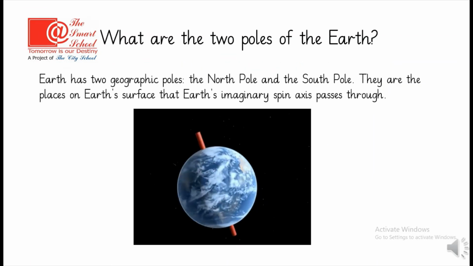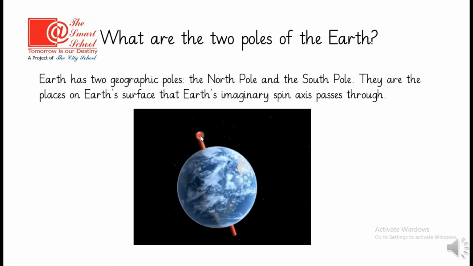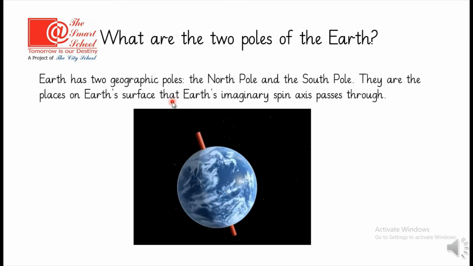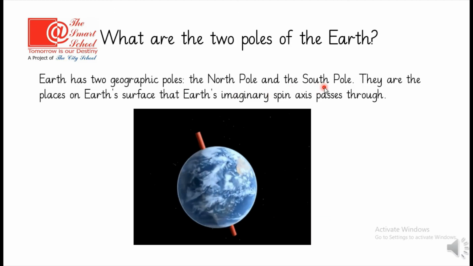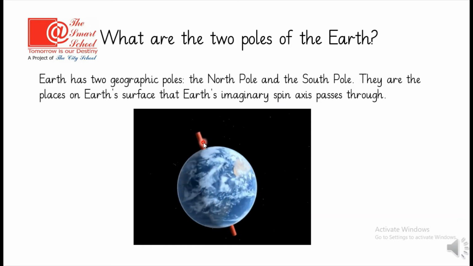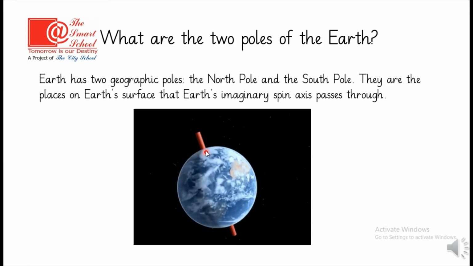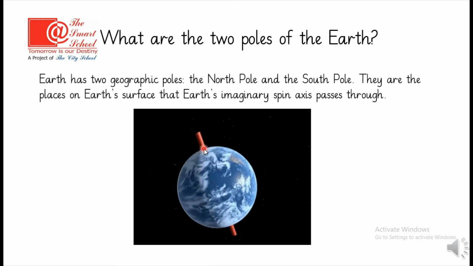So students, what are the two poles of the Earth? Can you see this line? It is the Earth's axis on which it rotates. Now, Earth has two geographic poles, the North Pole and the South Pole. They are the places on Earth's surface that Earth's imaginary spin axis passes through. Now, as I told you, this is the Earth's imaginary spin axis. Now, it passes through this North Pole and the South Pole. At the top is the North Pole. This is the North Pole, and at the bottom is the South Pole.